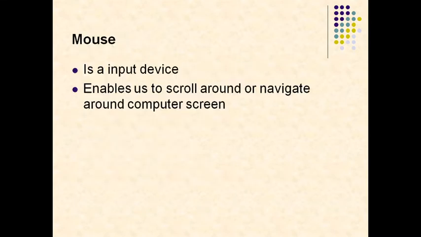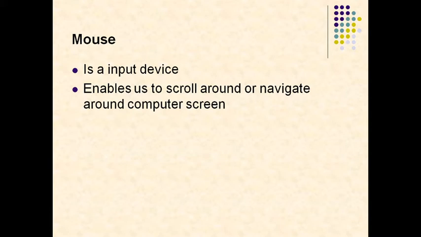Okay, students, let us start the actual topic. So, what is a mouse? It is an input device. Students, we have already discussed in the previous classes what input and output devices are. The main input devices we have are the keyboard and mouse. So, mouse is an input device that enables us to scroll around or navigate around the computer screen.